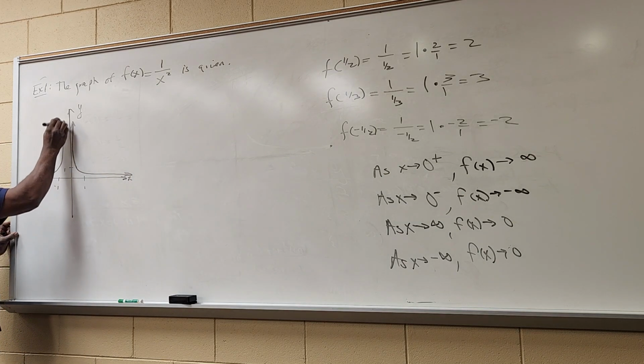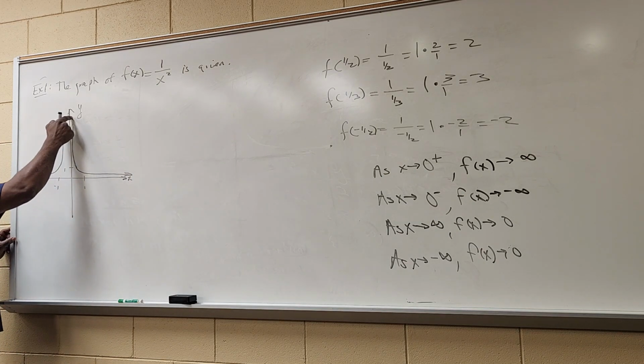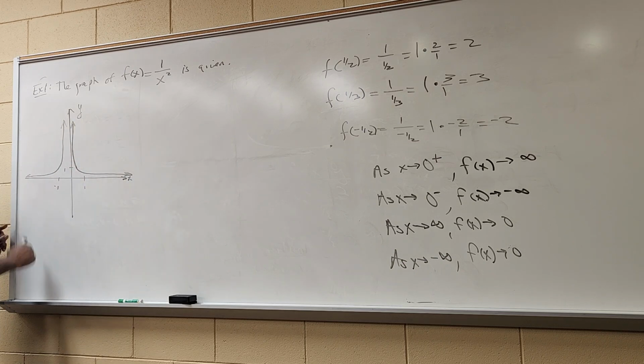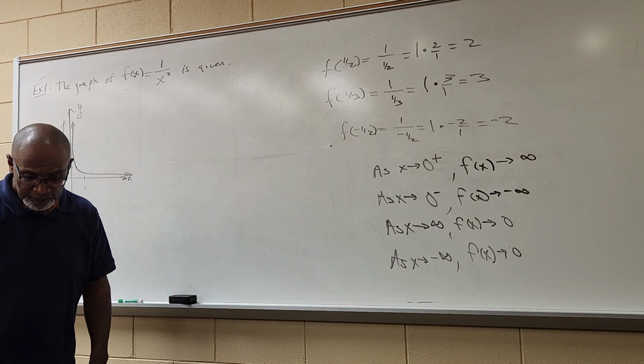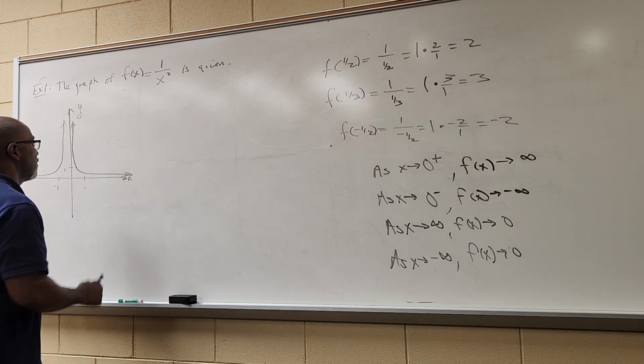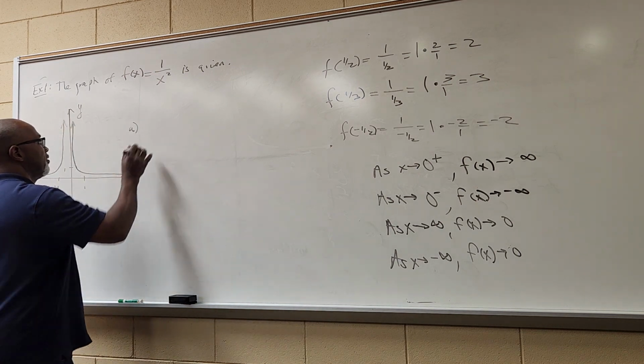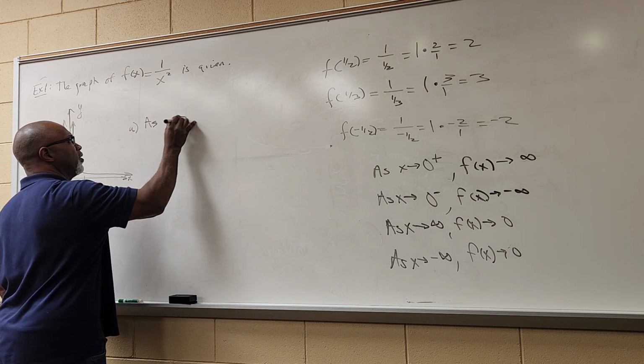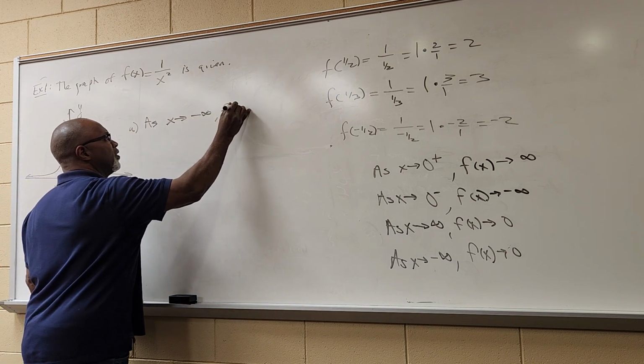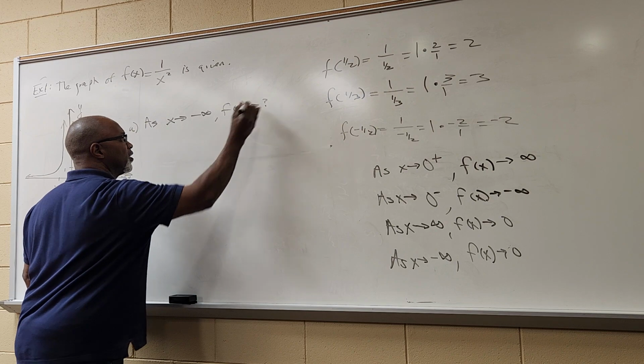Okay? There's y equals 1 over x squared. There's my x-axis, my y-axis. It has this piece, it has that piece. Okay? And they want me to analyze this function. So they say, as x goes to negative infinity, they want to know where does the function go.